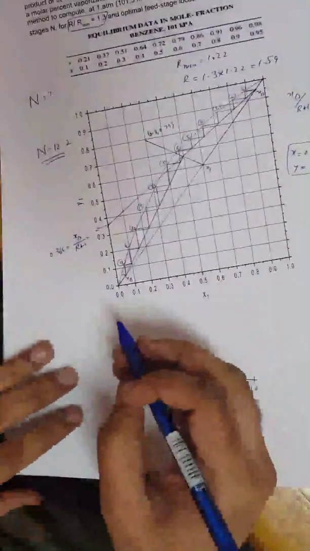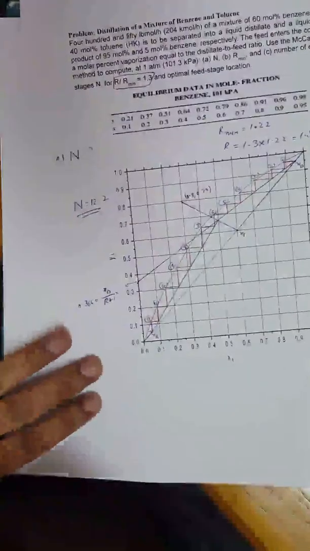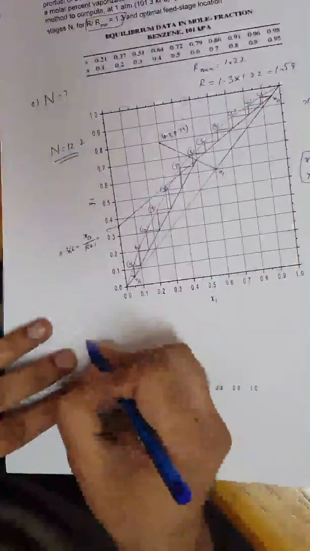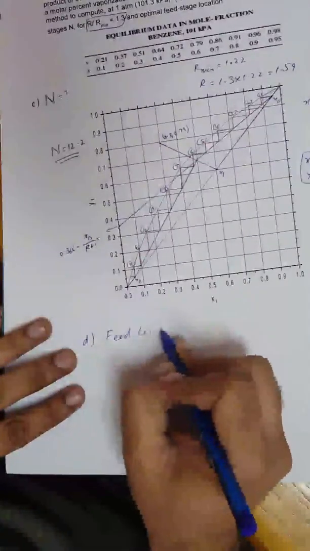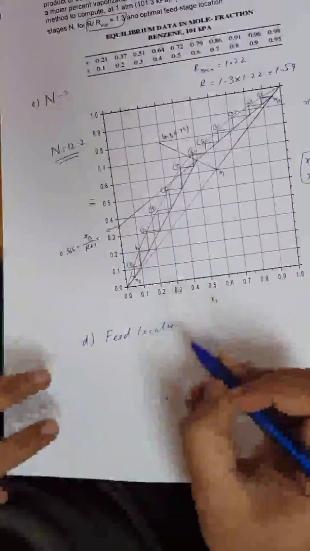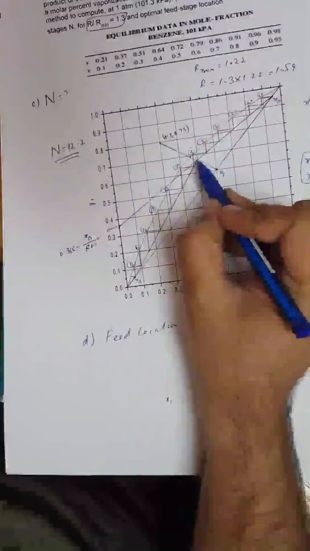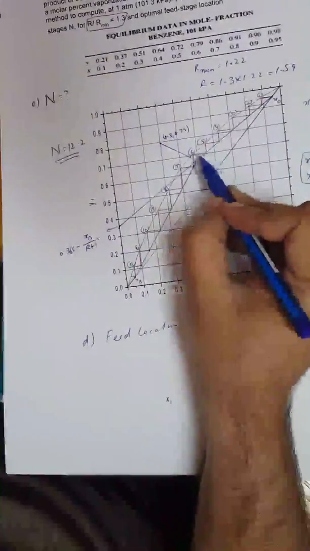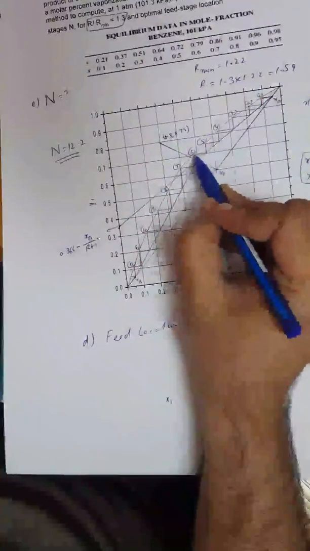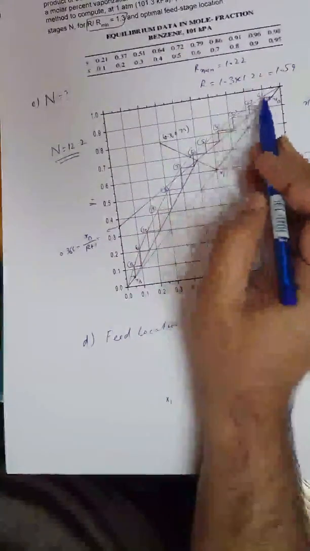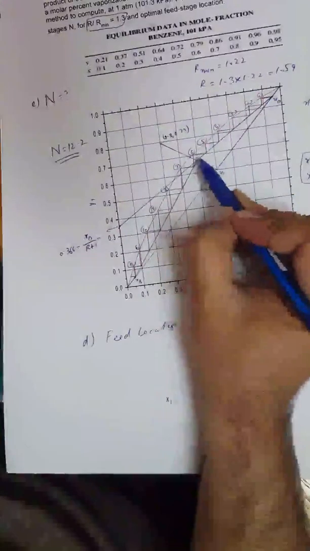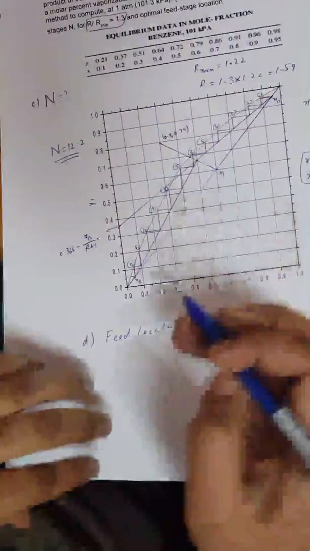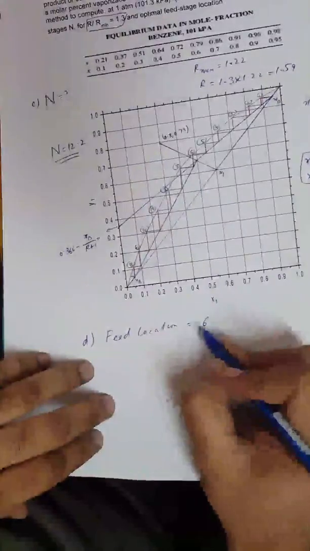So this is the part C. The next part is part D, feed location. The feed location I told you is where this intersection point is. Under which stage is the intersection point? This is under 6. See, 1, 2, 3, 4, 5, 6. So this intersection point is under 6. So it means the feed location is stage 6.